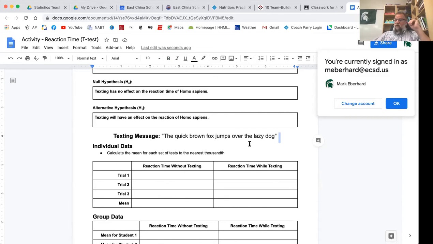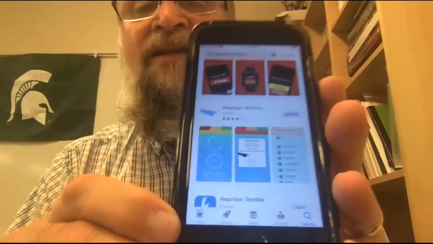So to do this, we had to upload a program into our phone. It's safe. I've used it for years. Nobody's ever had a problem with it. You can take it right back off. Let me show you. Unfortunately, this only works on an iPhone or an iPad.